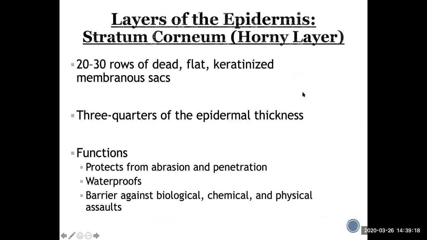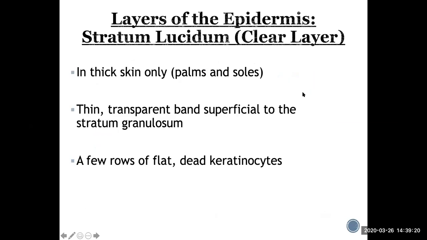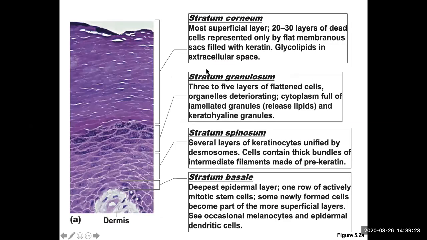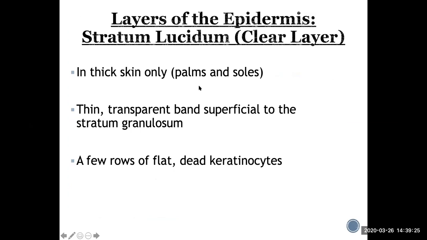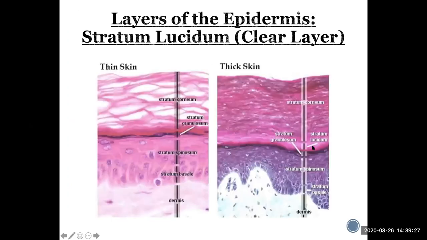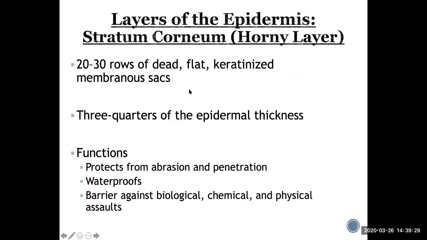All right, so, oh yeah, to wrap up, I didn't really do my whole big page on the stratum corneum. So we did our stratum lucidum. We see it here. And then stratum corneum, again, it's the thickest layer, 20 to 30 rows, dead, flat, keratinized, membranous sacs. Okay, so they once were cells, but are no more. Again, thickest part of the epidermis, 3/4, 75%. It functions as a protective barrier from abrasion and penetration, right?